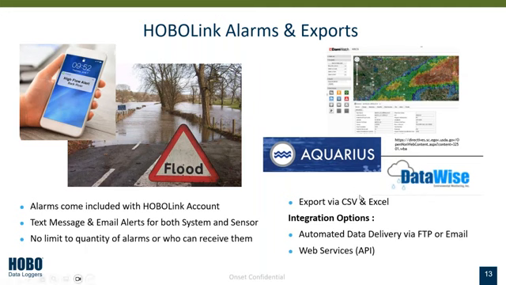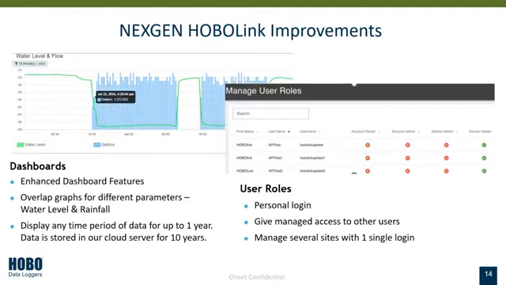And then on the export side, again, you can export via CSV or Excel file, but we also have automated data delivery, whether it's an FTP or an email, or we have that web services and API. Dam Watch is one that comes up a lot as a software platform. You can take our data and dump it right into Dam Watch through the API solution. Or Aquarius is another one that comes up. We have automatic integration with Aquarius. It's just a click of a button to push your data into it. And then this is some of the improvements that you're going to see on the next generation HOBOlink.